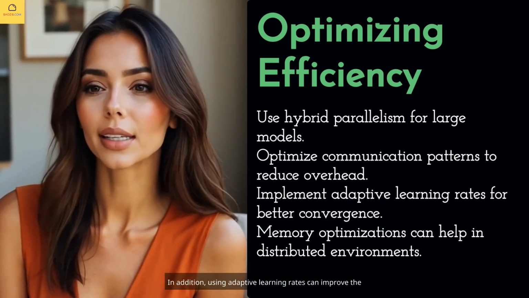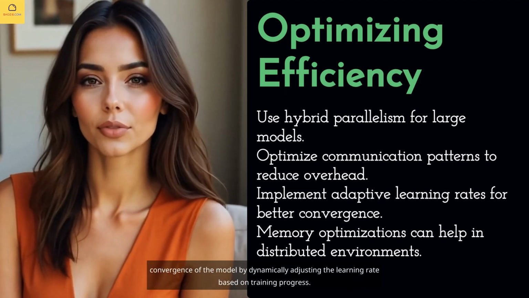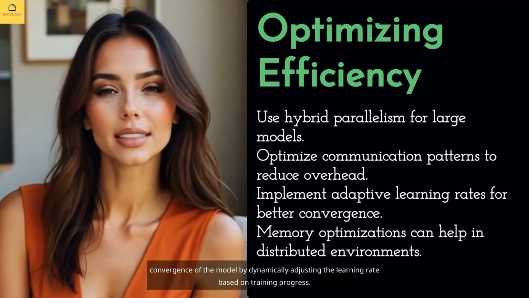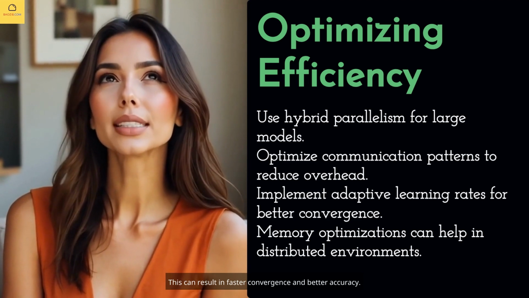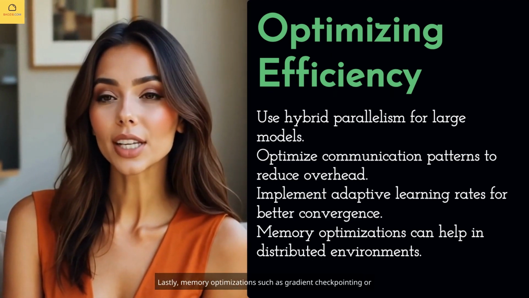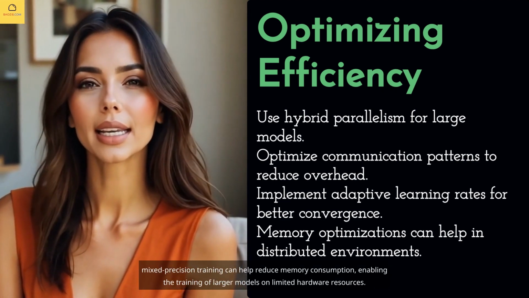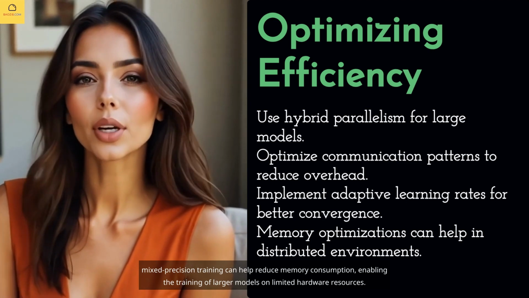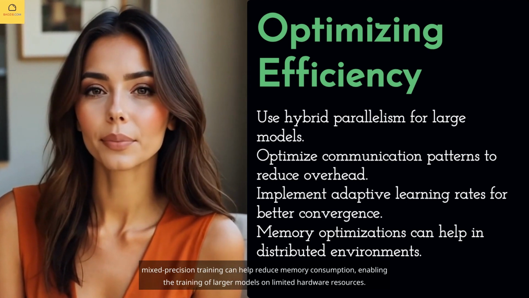In addition, using adaptive learning rates can improve the convergence of the model by dynamically adjusting the learning rate based on training progress. This can result in faster convergence and better accuracy. Lastly, memory optimizations such as gradient checkpointing or mixed precision training can help reduce memory consumption, enabling the training of larger models on limited hardware resources.